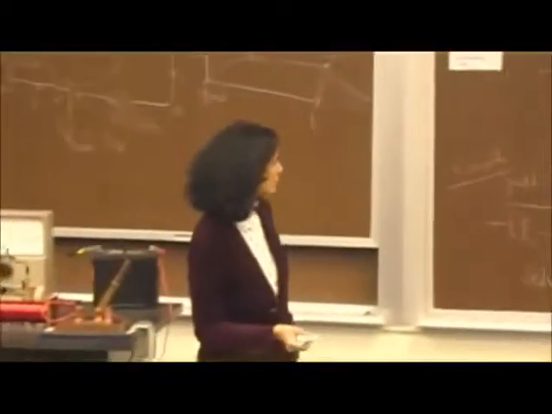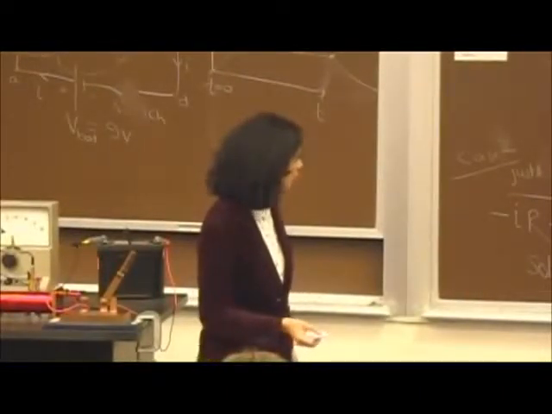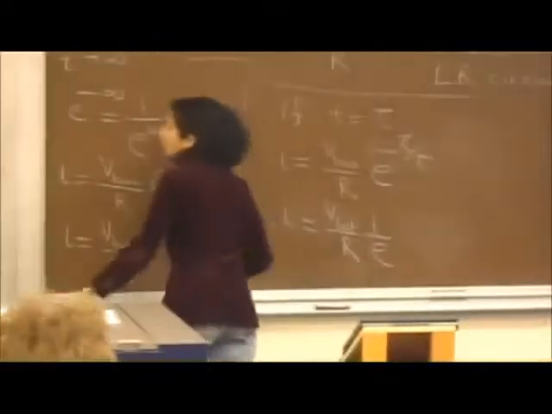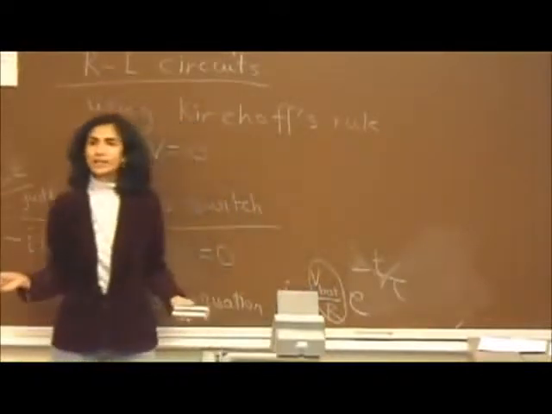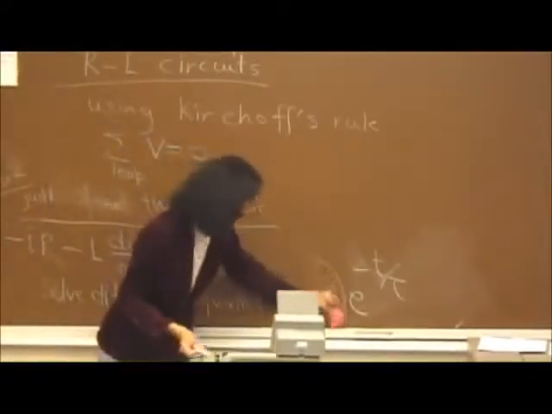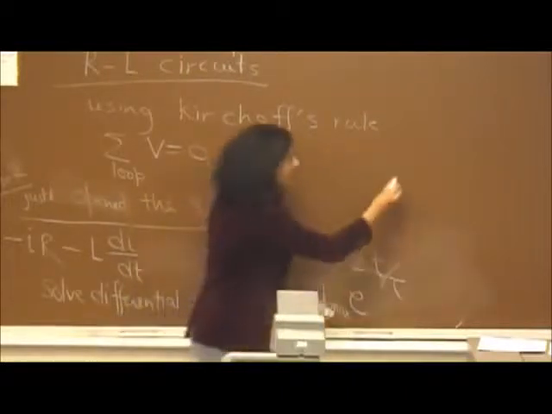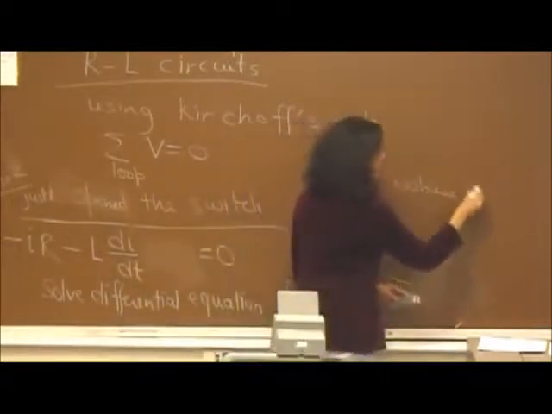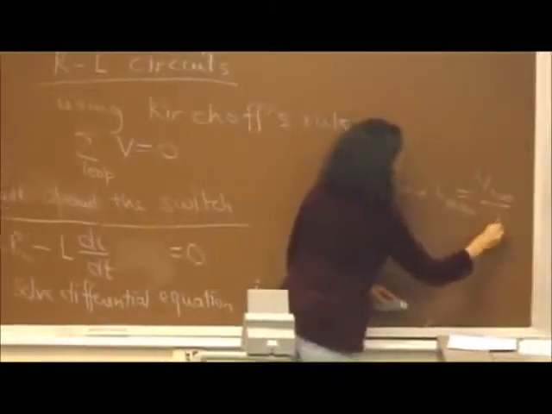Please. If you got rid of the V battery, where does the V battery come from in the equation? Which one? Oh, that's a good point. V battery over R is really I max. If you like, I should call this thing I max. So this is I max, where I max is V battery divided by R.